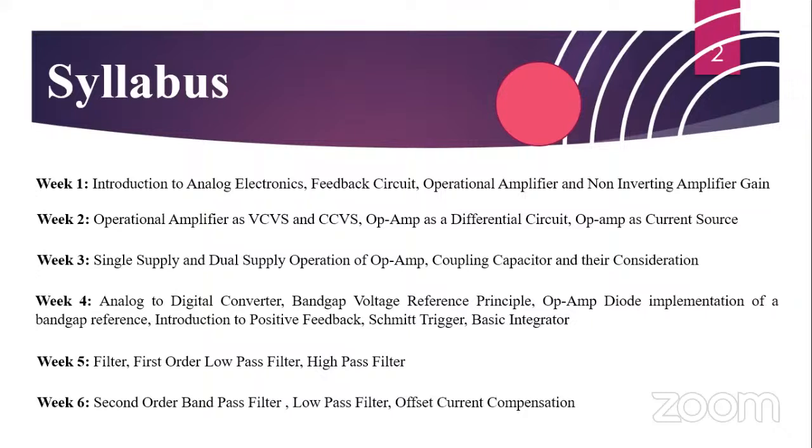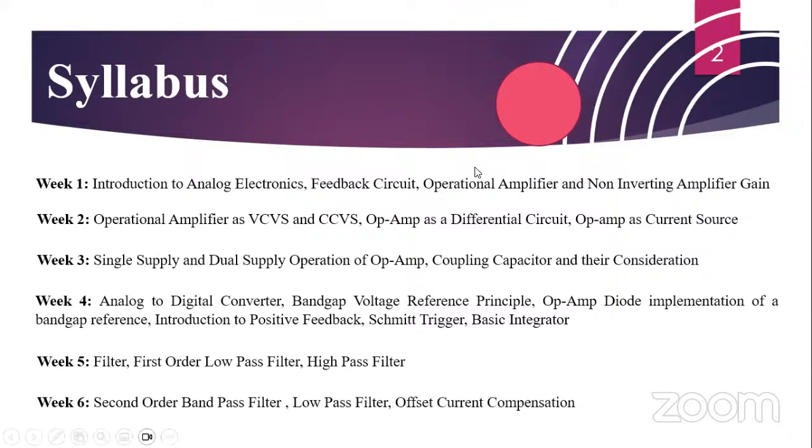This subject starts from the operational amplifier and goes to the implementation level, and how we use this operational amplifier in a practical scenario. First of all, some introduction about analog electronics along with the feedback circuits, which are the most important part of any electronic system. Then after that, we go to the operational amplifier.